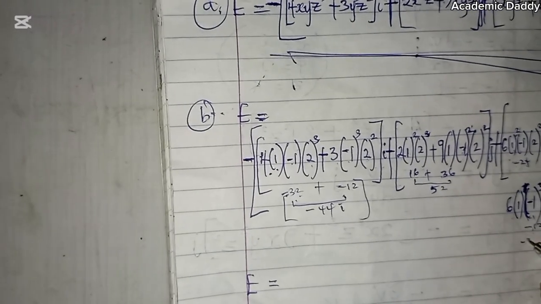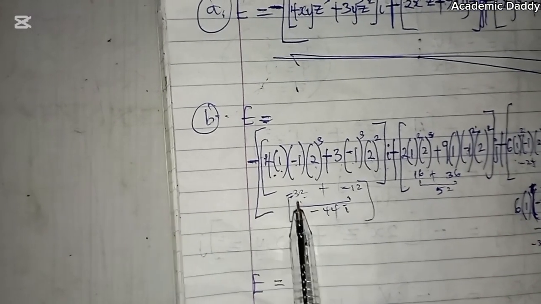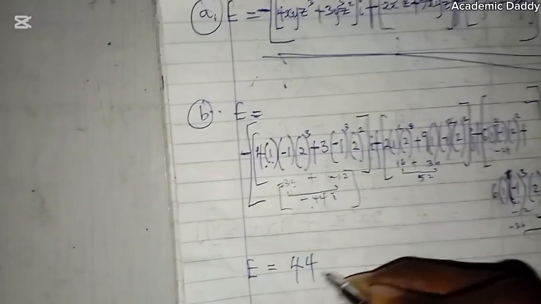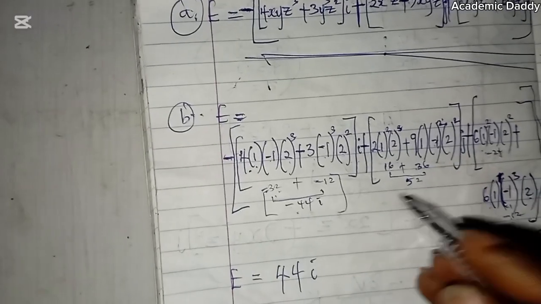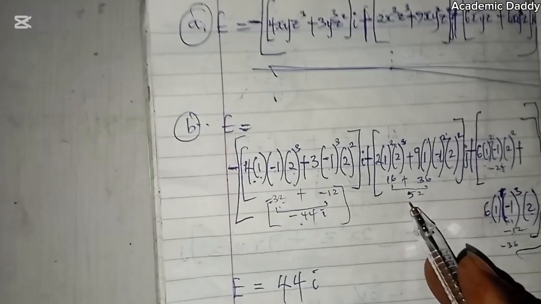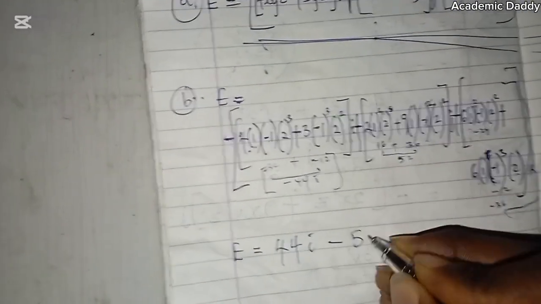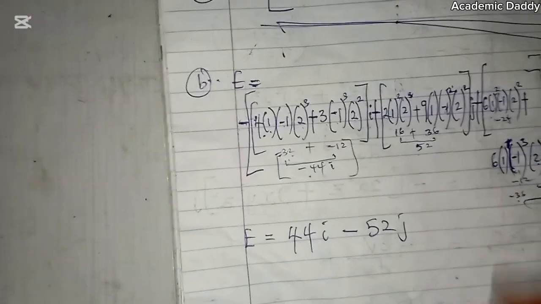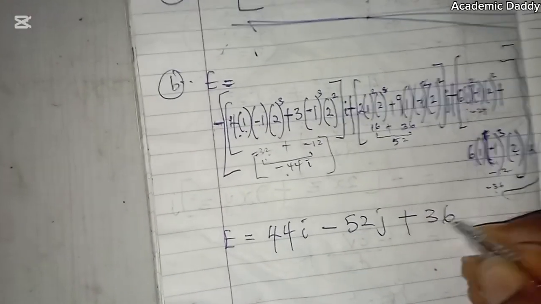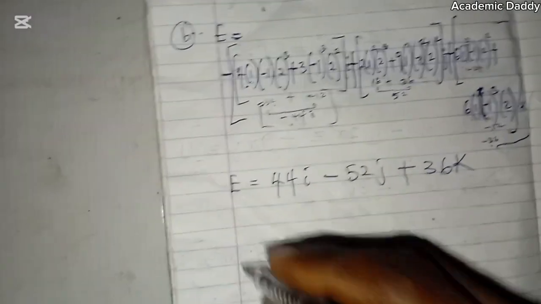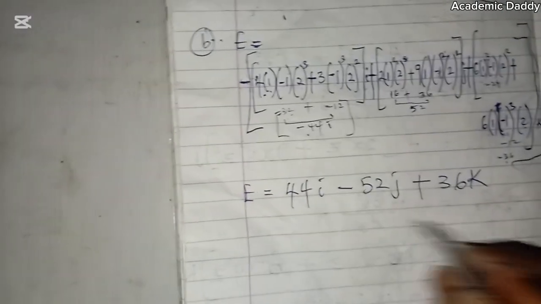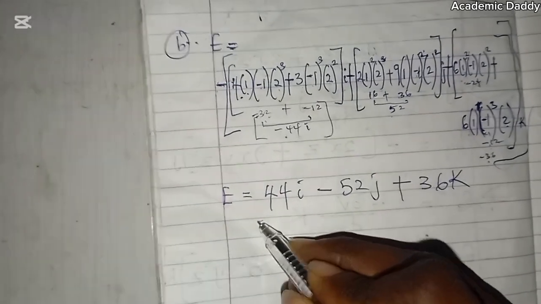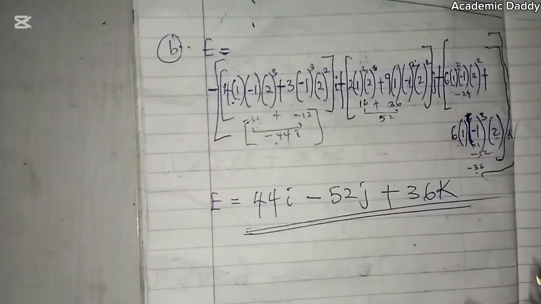So collectively minus 36. What this means is that I have minus here. Minus times minus is plus. So I have 44I. Now I have minus here, I have plus here, I have minus 52J. Then I have minus here, I have minus here, plus 36K. So the B part is now going to be 44I minus 52J plus 36K. There you have it.